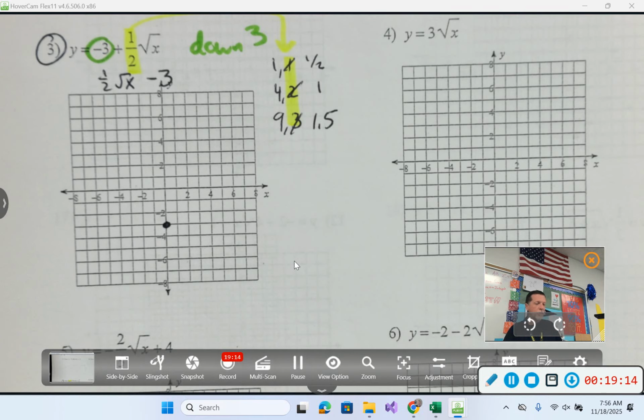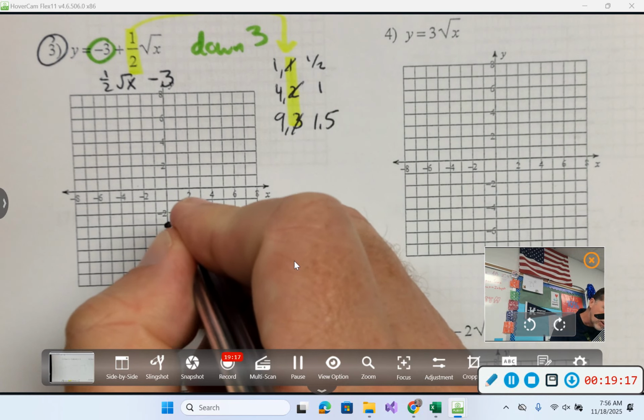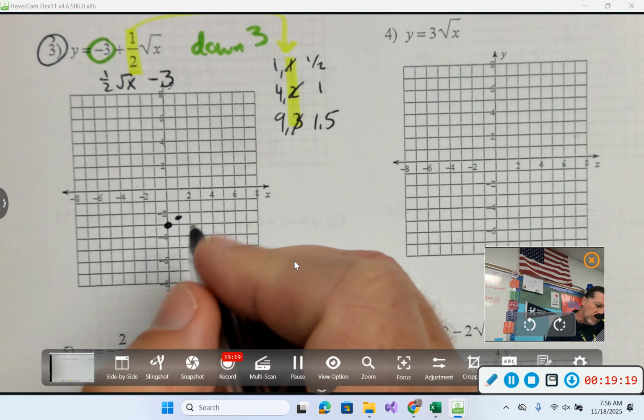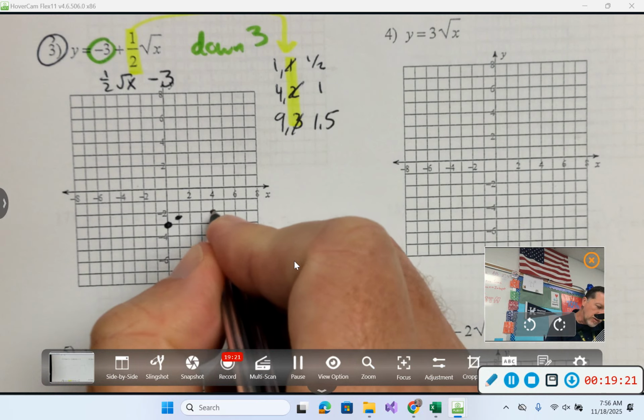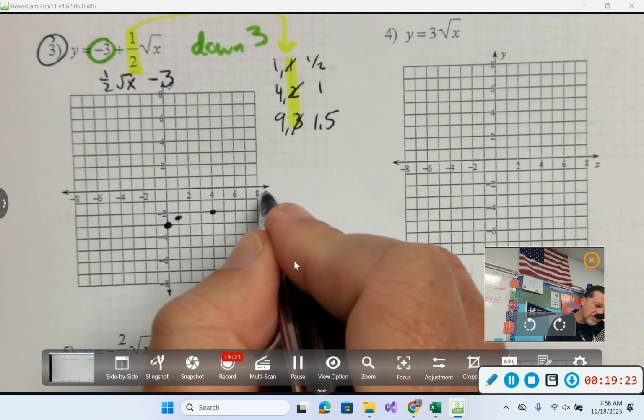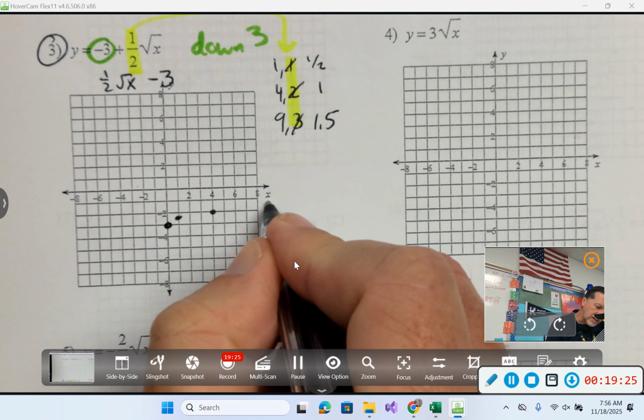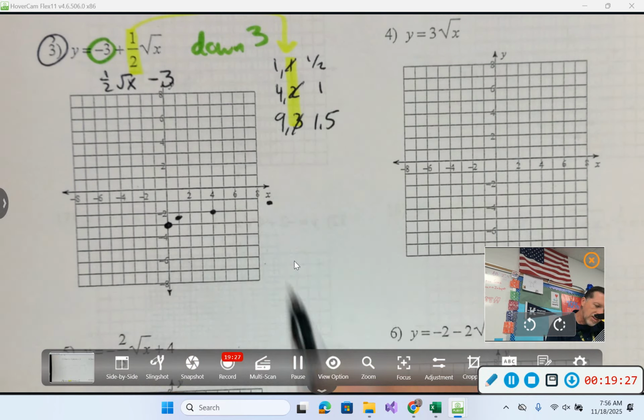I mean, they're already kind of squished. This will just be like extra squished. Over 1 up a half. Over 4 up 1. Over 9, that just is 1 off the graph. We can handle that. Up 1.5. So yeah, these are usually squished. Now we're squishing it by a half.